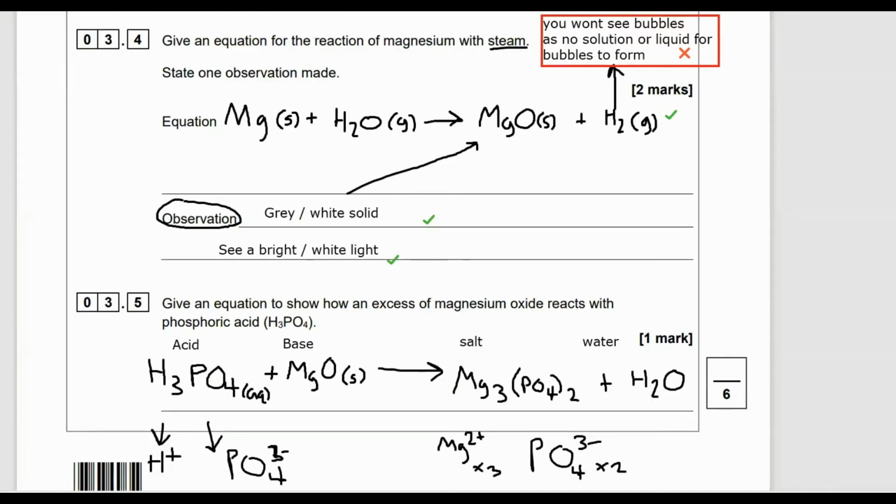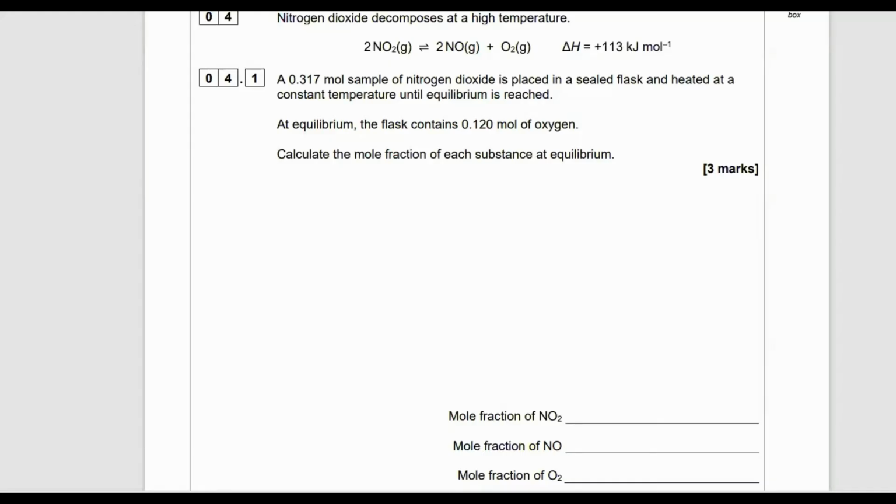And water. Well, now we need to balance it up. So I need 2 there to make the phosphates double. And I'm going to need a 3 in front of magnesium oxide so I can get my 3 magnesiums. And that leaves me with 6 hydrogens on the phosphoric acid. So I need a 3 here on the water. How many marks did you get out of 6 on that question?